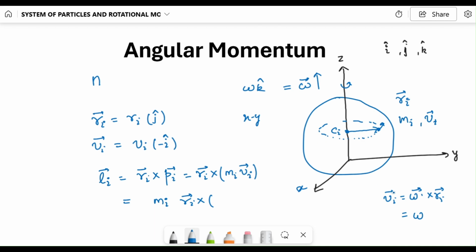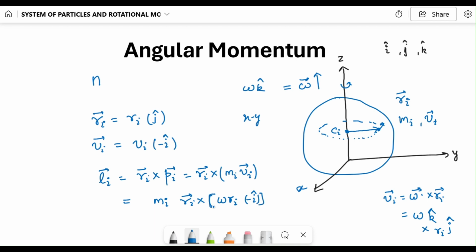So the angular velocity will be the same in magnitude, and if the rotation is only in this direction, its direction will also be the same. So let me write omega only here, and this omega is along k cap, cross ri, which is ri j cap. We have taken mi out, so vi can be written as omega times ri, and k cross j will be minus i cap. So we can write it as omega ri and minus i cap.